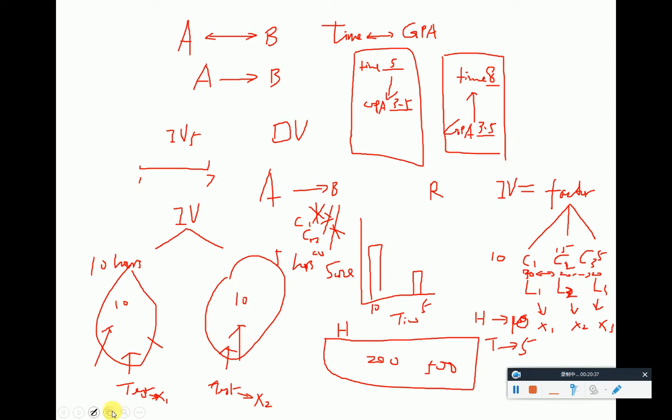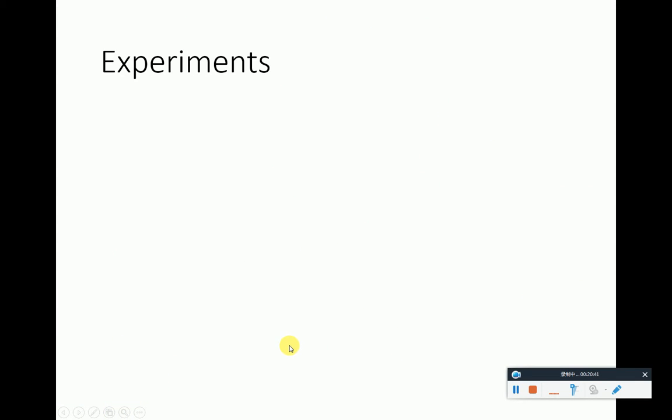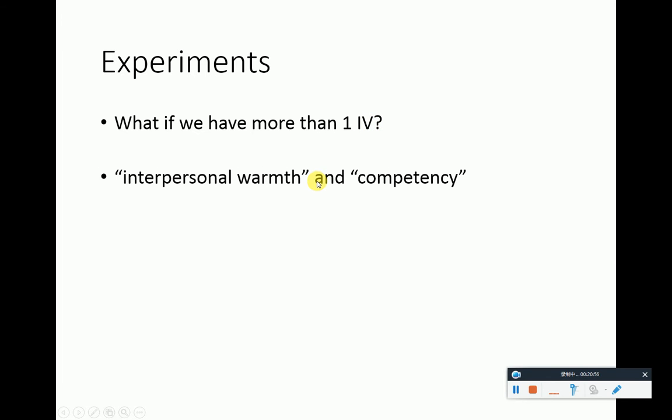And that will lead to our discussion of further topics in experiments. That is, previously we only talked about situations or experiments that only have one factor or one independent variable. But the question is, what if we have more than one independent variable?